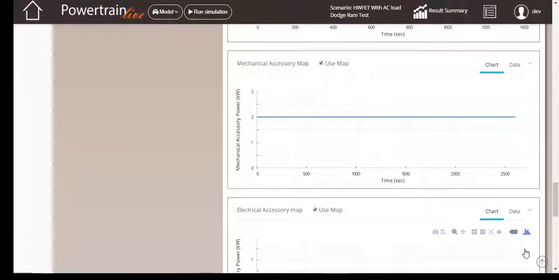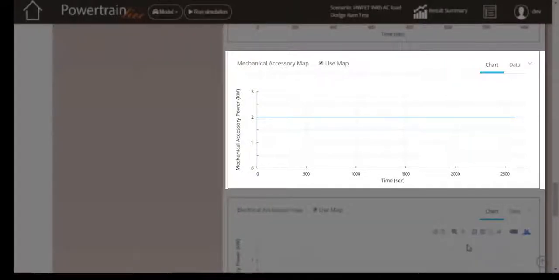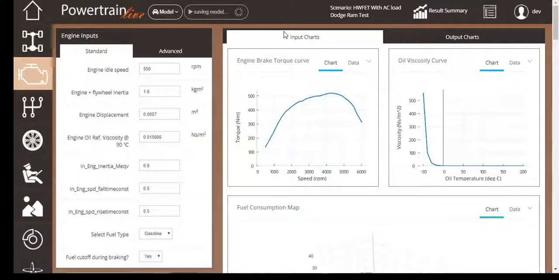In PowertrainLive, we turn on the AC by adding the compressor load as a mechanical accessory load in the engine subsystem. The compressor load is entered as a time-dependent load. With the AC on, let's rerun the highway FET drive cycle analysis.